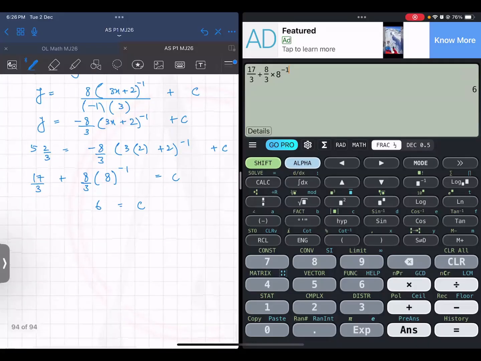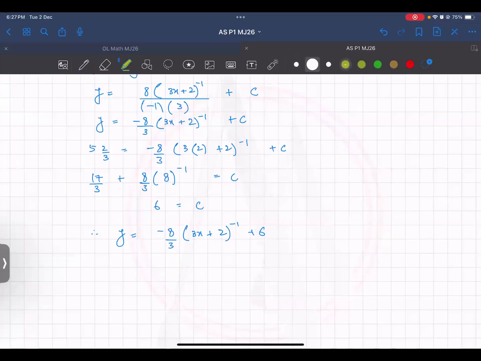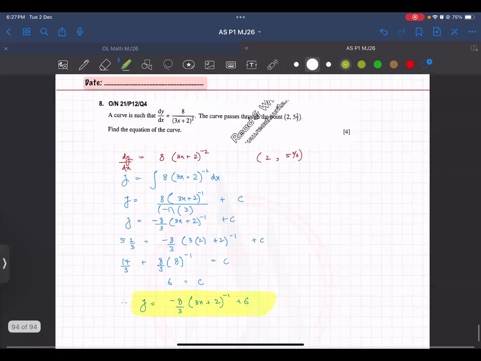And now you replace it. So y is equal to minus 8 upon 3, (3x plus 2) to the power minus 1 plus 6. This is your final answer. This is it. 4 marks. Easy 4 marks.